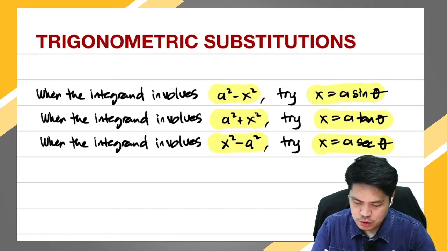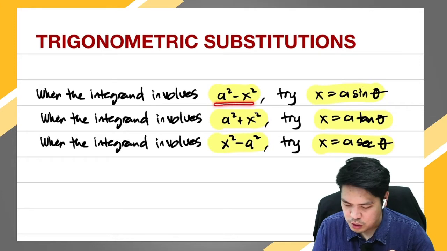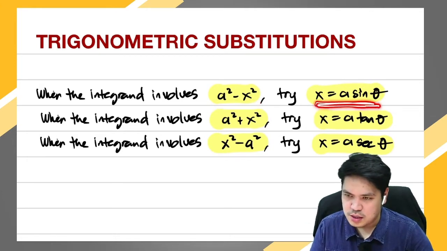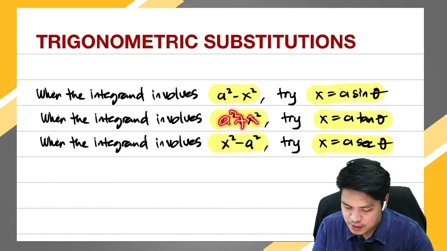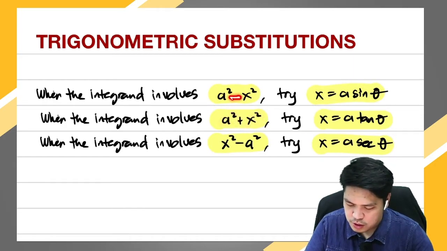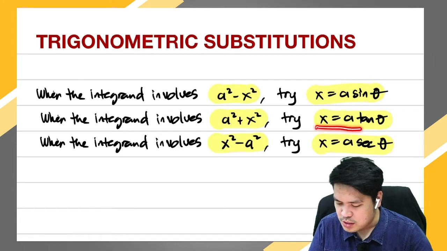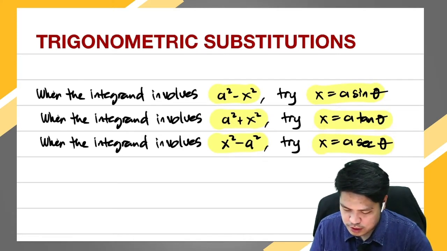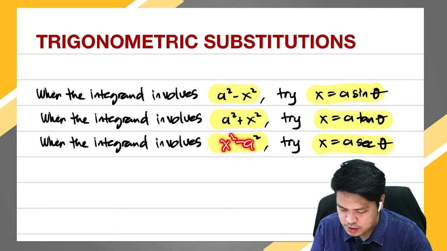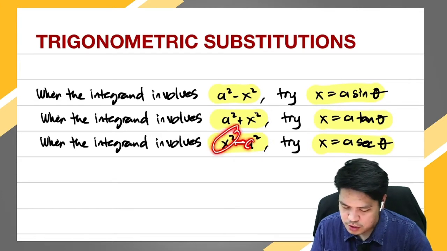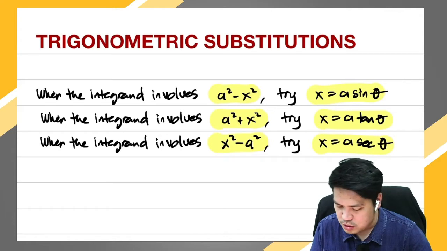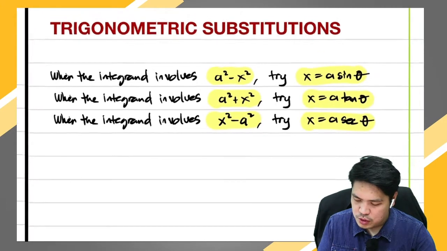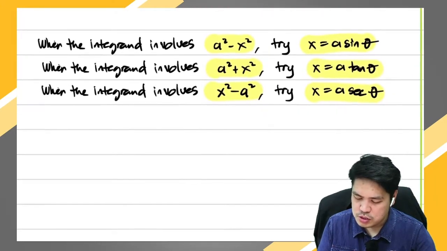First, when the integrand involves a squared minus x squared, then the substitution would be x is equal to a sine theta. If it's a squared plus x squared, so meaning here it's minus, this one is plus, then we'll use x is equal to a tangent theta. And if the integrand involves x squared minus a squared, or variable minus constant, then we need to use x is equal to a secant theta. So why are we using these substitutions?